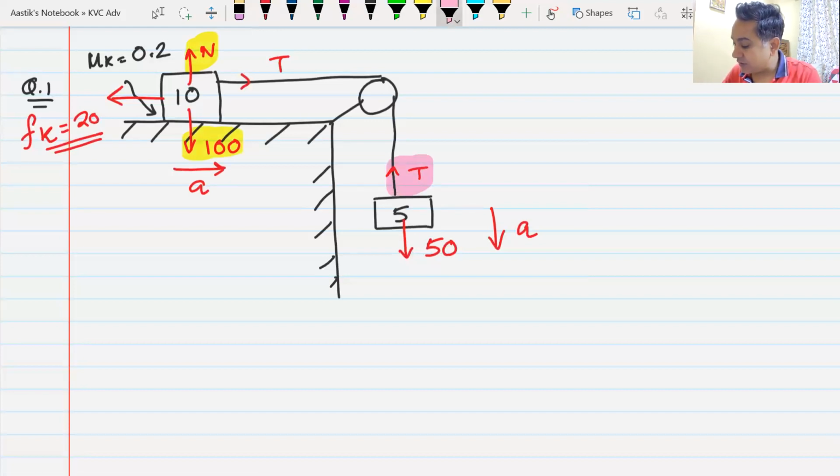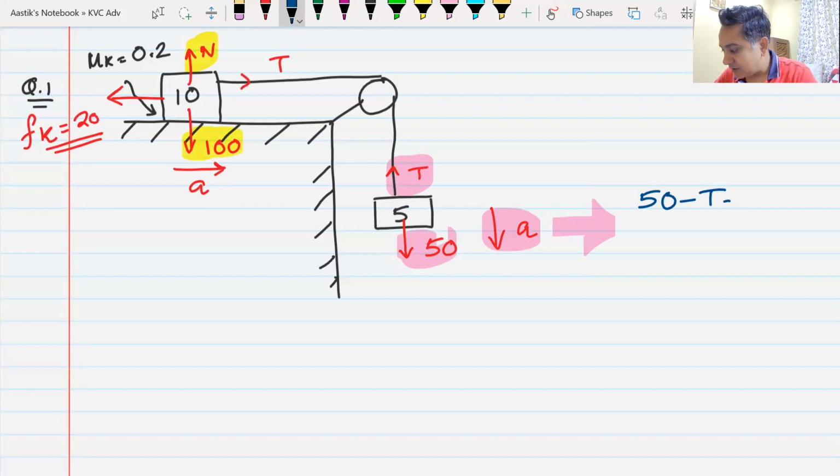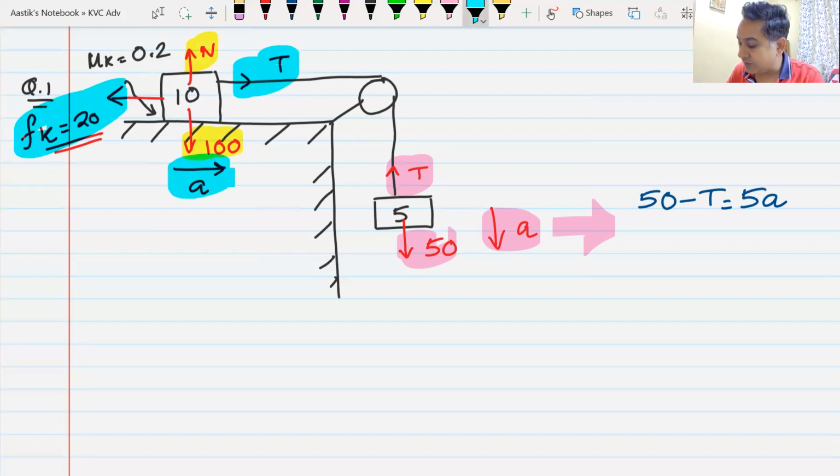Now I make the equation. What is the equation of this block? 50 minus T is equal to 5A. Well done. Then what is the equation for this block? T minus 20 is equal to 10A.